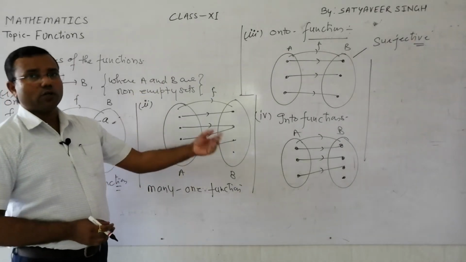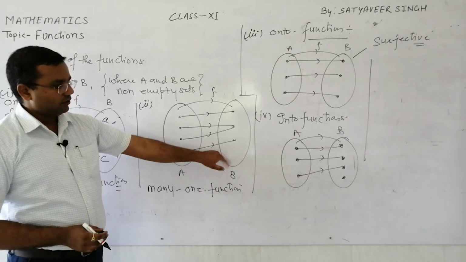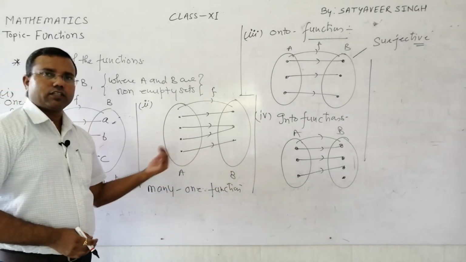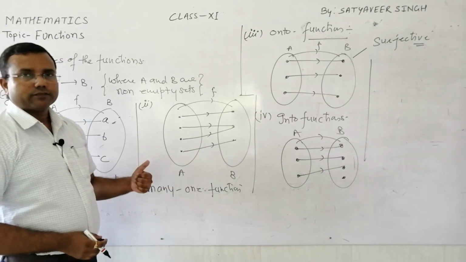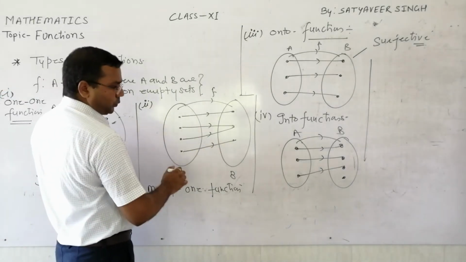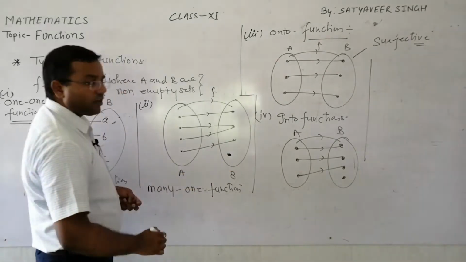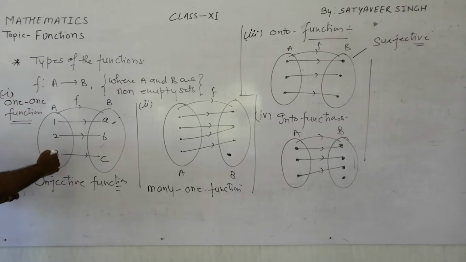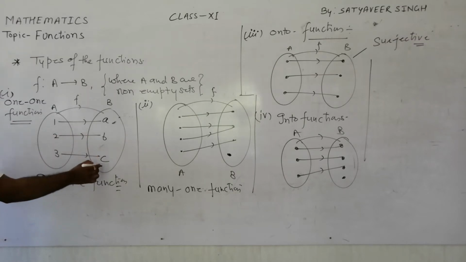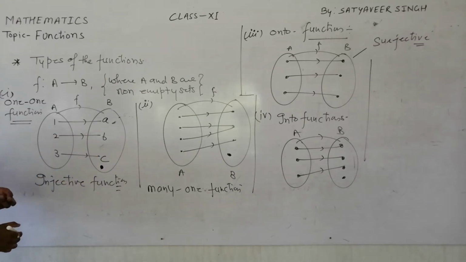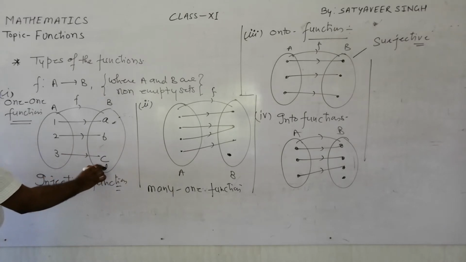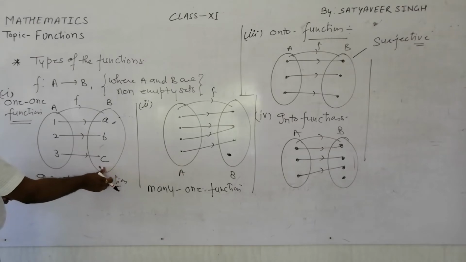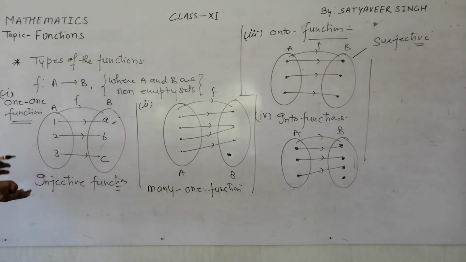Similarly, many-one onto is also possible if I eliminate this element. Suppose there is no unconnected element here, so this is many-one onto, but now it is many-one into. In this case it is one-one onto, and if one element remains here, suppose this element is D, then it is one-one into. So you can understand the difference in these names.